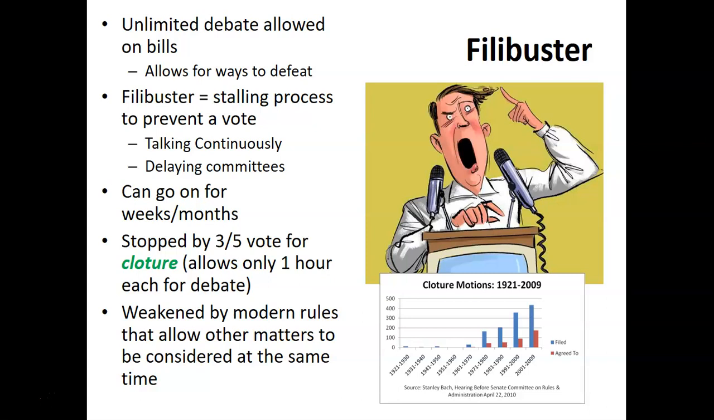But a cloture vote is a vote to help stop filibusters. Now, it doesn't stop it completely, it just limits it to only 1 hour for each debate, which can significantly slow that process down in terms of filibusters and help move things forward. So that's how that system's put in place.